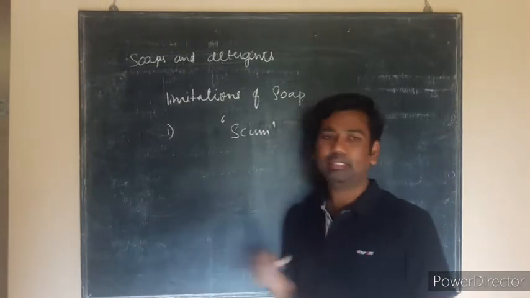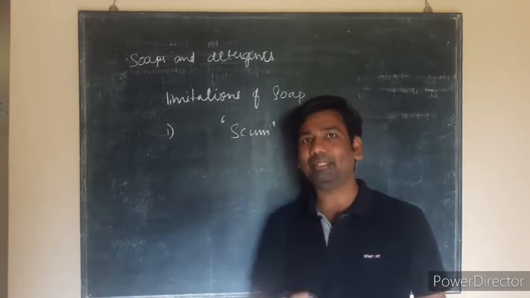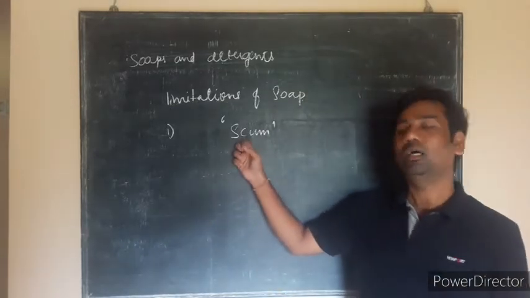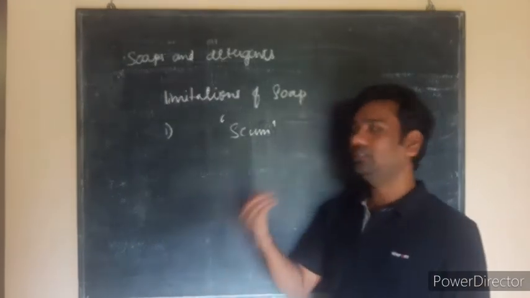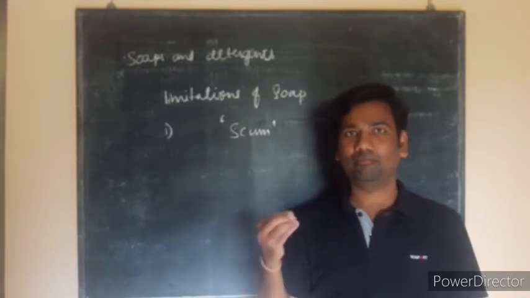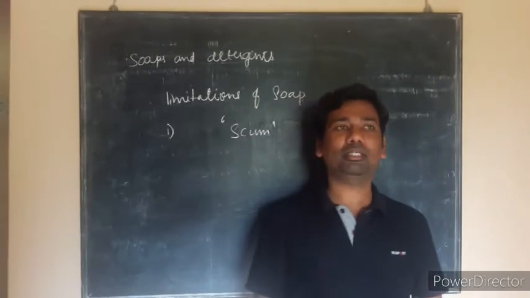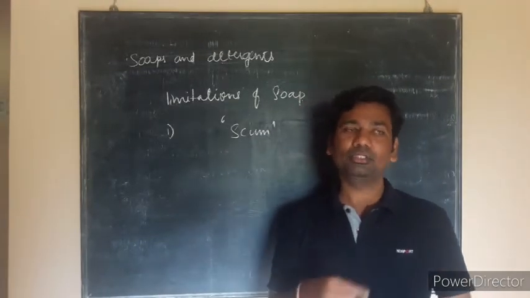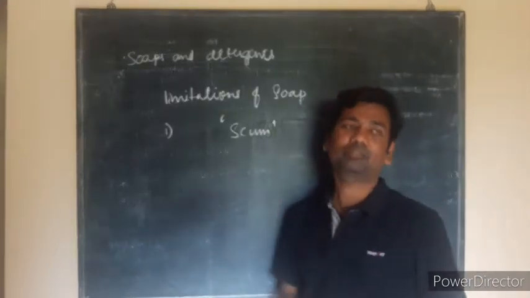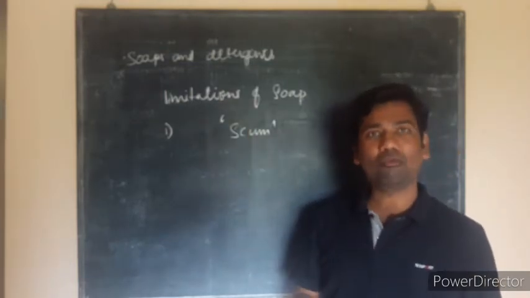So what do you mean by scum? After washing, you could have seen that on your shirt some white patches will be there. So those white patches are due to what? A formation of undesirable substances, that precipitate we can consider as scum. After washing, you can check, after drying you will get some white patches. Those white patches are considered as scum. That's why we cannot use soap in hard water.